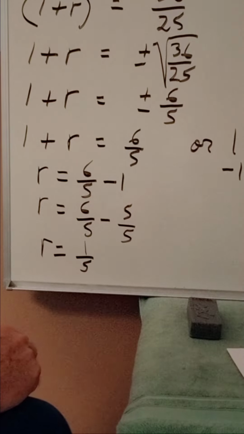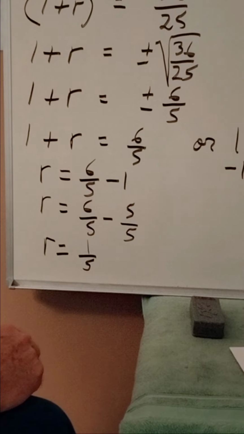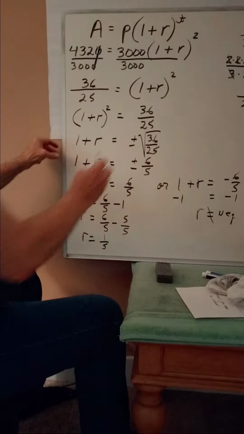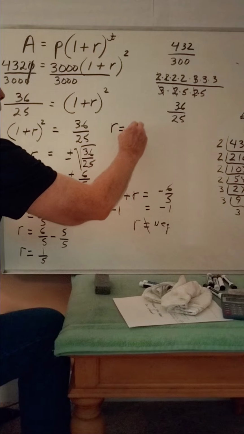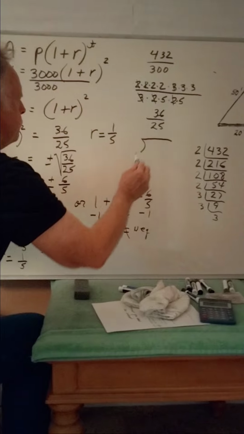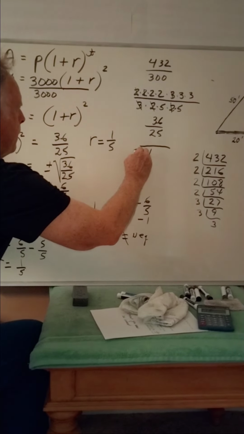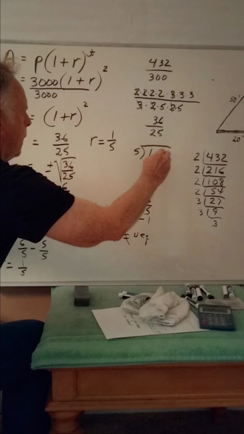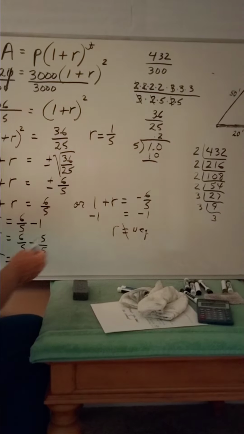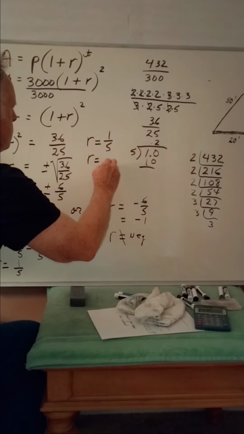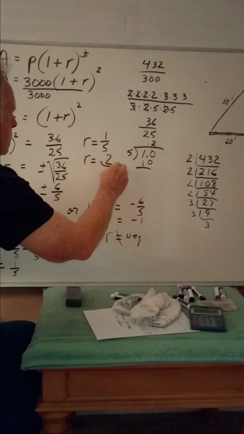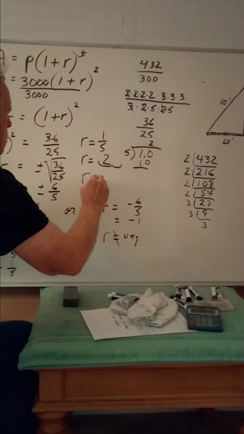1 over 5 is our rate, but it's the fractional equivalent of the rate that we want. So we'll have to change that 1/5 into a decimal so that we can then get it into a percent. Now your calculator will do it. If we change that 1/5 to a decimal, we'll divide that 1 by that 5. We'll put a point after the 1 and add a 0 and bring it up, and it'll go 2 times exactly. Now we simply take that 0.2 and move that decimal point over to the right twice, and we'll have our percent and the interest rate.